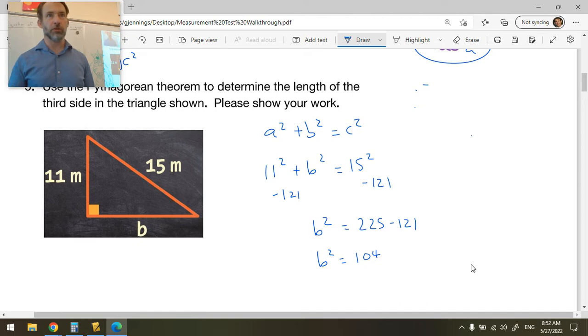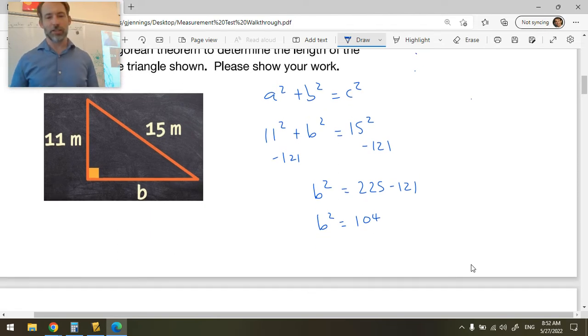Because 10 squared would be 100. 11 squared would be 121. So this looks to be maybe about 10.2. Actually, it rounds to 10.2. So b is equal to 10.2, right? Done. I can move on. I can circle that final answer.